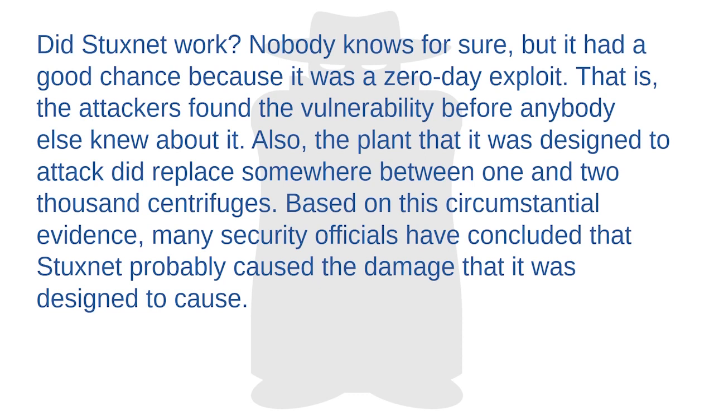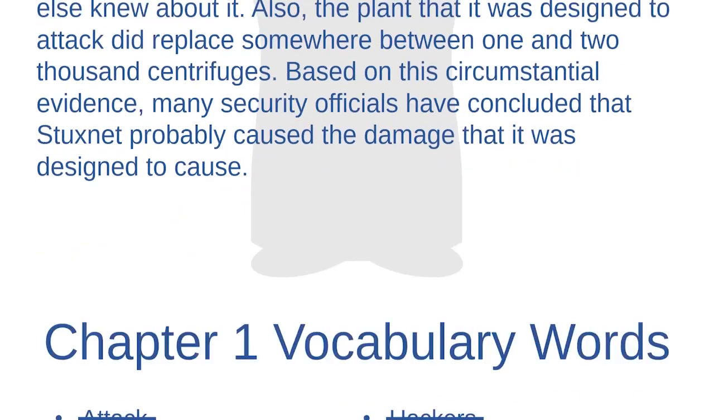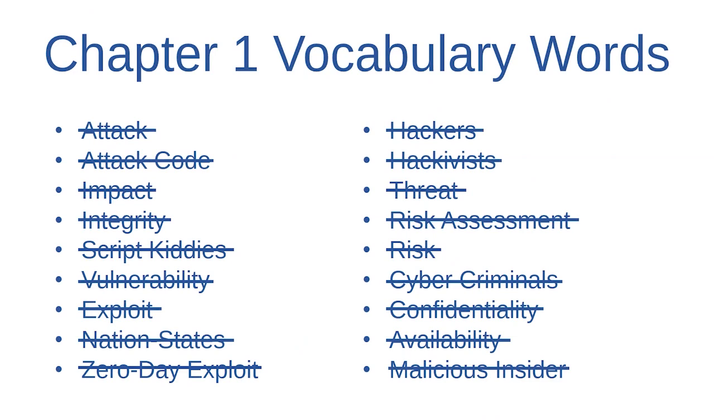Nobody knows for sure, but it had a good chance because it was a zero-day exploit. That is, the attackers found the vulnerability before anybody else knew about it. Also, the plant that it was designed to attack did replace somewhere between 1,000 and 2,000 centrifuges. So, based on this circumstantial evidence, many security officials have concluded that Stuxnet probably caused the damage that it was designed to cause. That's all of the stories that I have for you for now.